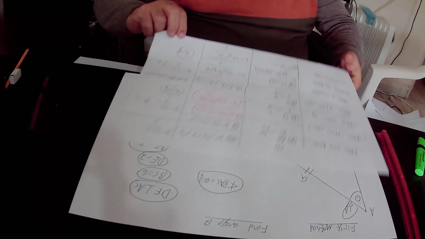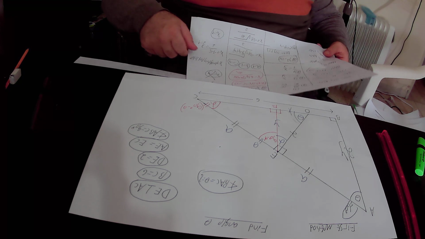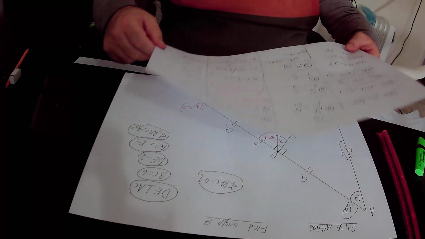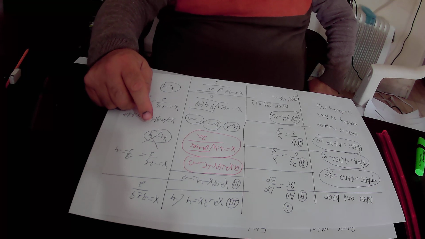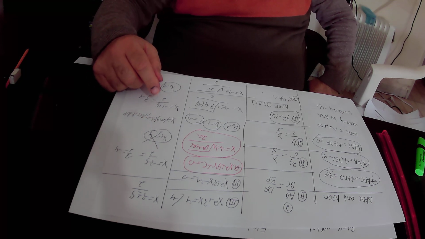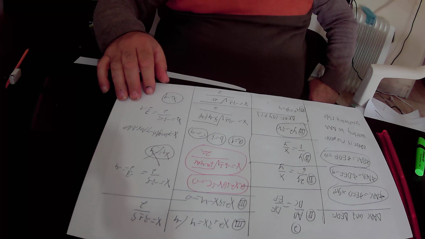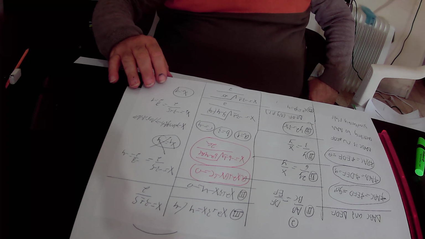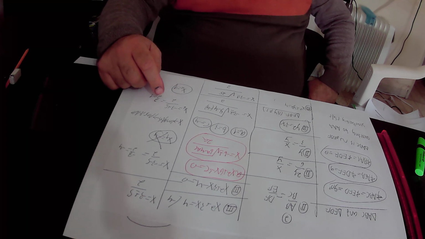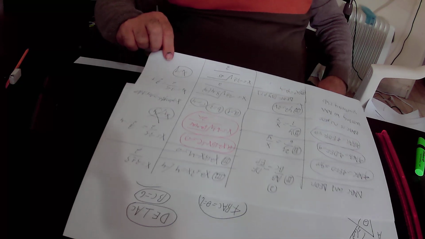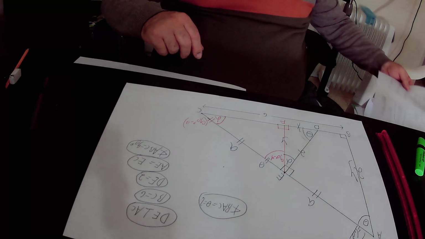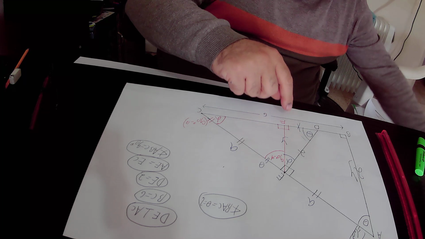But because x is a length, it can never be a negative number, so we cancel this solution and we are left with only the second solution, x equals minus 3 plus 5 over 2. Minus 3 plus 5 is 2, and 2 over 2 is 1. So we found that x equals 1, so I copied the right triangle EDF in a new page.